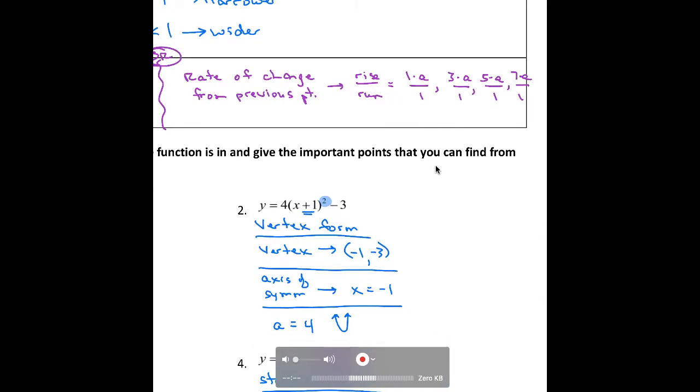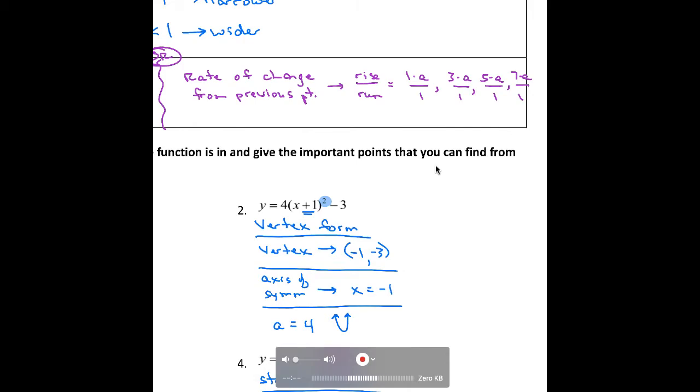It's the rate of change from the previous point that you just drew. And the reason I like this is because we've hammered into your head that the rate of change is rise over run. It's not right 1 and then up 1, right 1 and then up 4, right 2, excuse me, and then right 3, up 9. This is rise of 1 times whatever A is over 1, rise of 3 times whatever A is over 1.